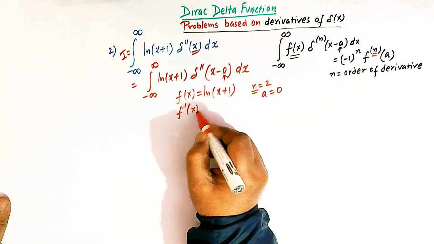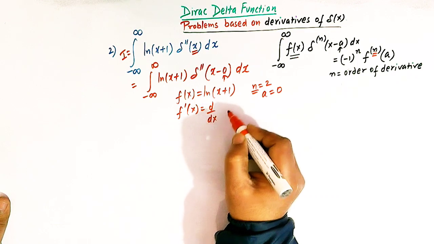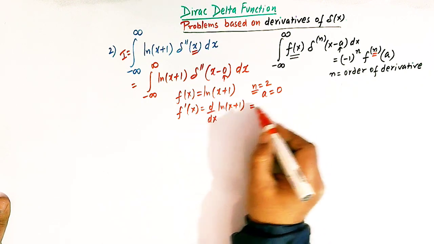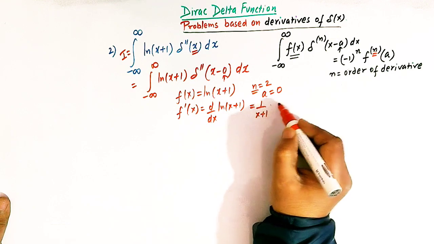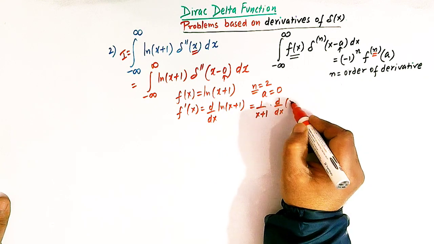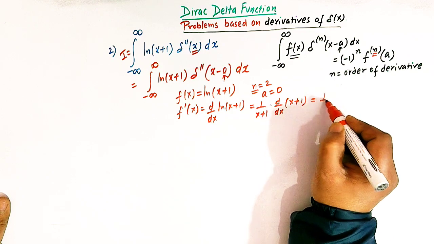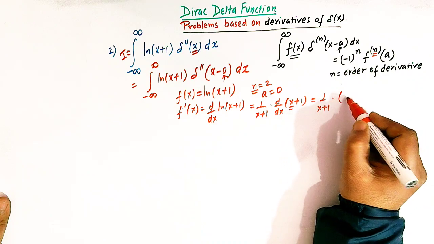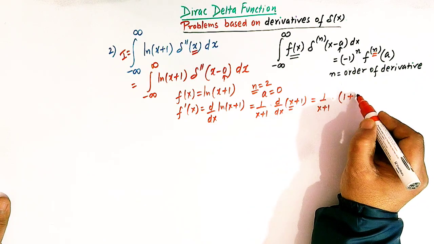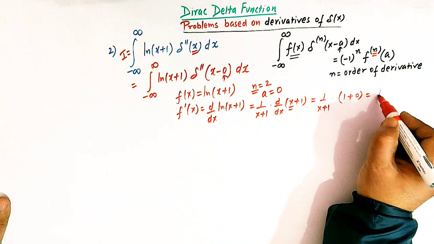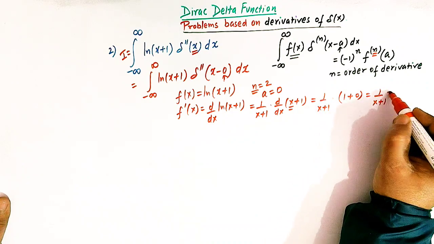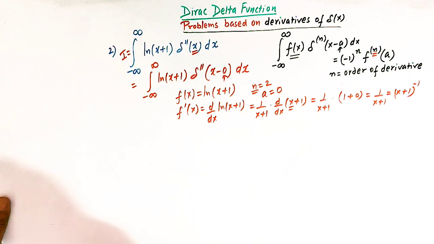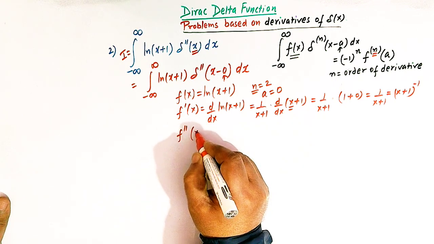So f prime of x is given by d by dx of log of x plus 1, right? So we have the derivative 1 over x plus 1, and by chain rule we have the derivative of x plus 1. So this is 1 over x plus 1, and here the derivative of x with respect to x is 1. The derivative of 1 being a constant, it is 0. So we have simply 1 over x plus 1, which can be written as x plus 1 raised to minus 1, right?